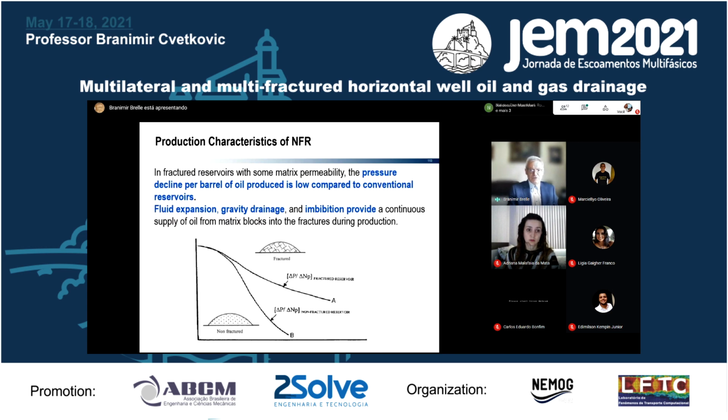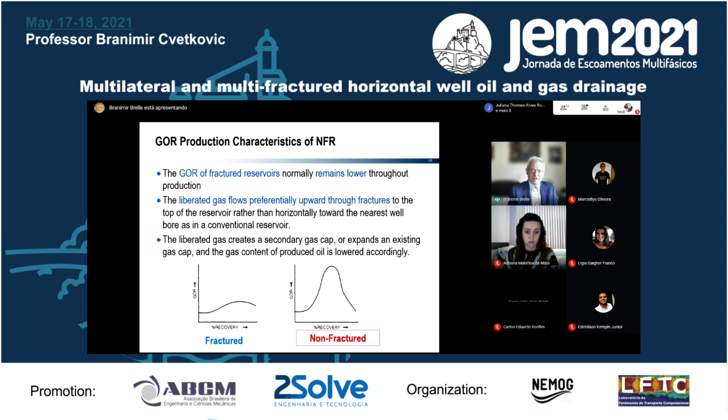This is more to do with the so-called fluid expansion and gravity drainage, inhibition, which provide a continuous supply of oil from the matrix blocks into the fracture during production. So this is a bit of going into reservoir engineering, which is a very important discipline.